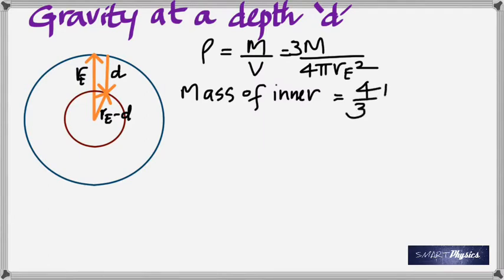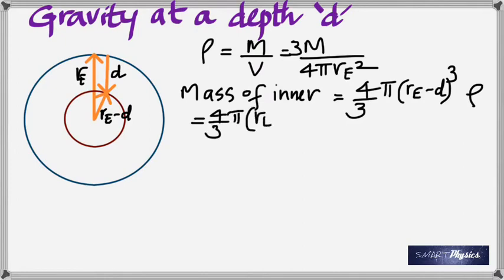Now, mass of that sphere. Mass of the inner sphere will be density times volume. That's what I've written. Density, which we got now, times the volume of that sphere. This sphere, right? That's why it's 4 by 3 pi times its radius cubed. Now it's just math. You've got to substitute 4 by 3 pi (RE minus d) whole cube again times density. Density is 3 times the mass of the Earth by 4 pi RE cubed. Cancel the 4 by 3 and the pi.